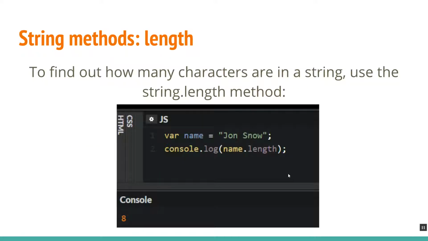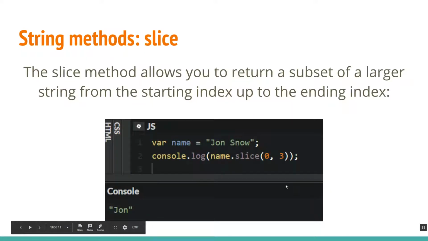Okay, another one that you're probably going to use often is the string method called length. And length will return how many characters are in that particular variable. So again, here's my example. Name equals Jon Snow with a space, and when I output what the name dot length is, it's going to give me 8. So that's 1, 2, 3, 4, 5, 6, 7, 8. So it's counting your spaces too. Okay, so that's how many characters are in name.